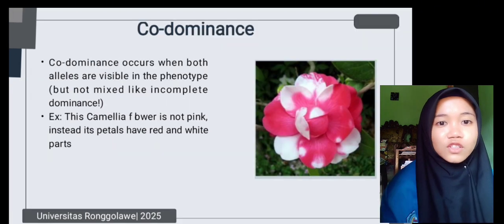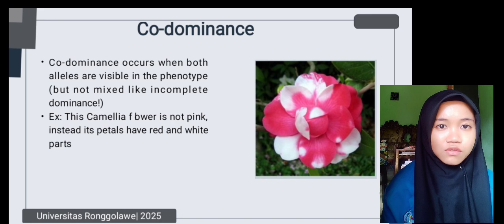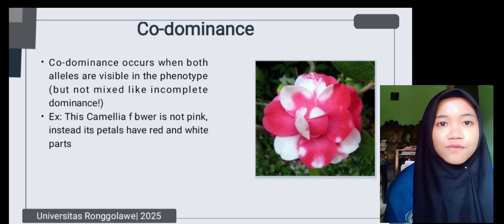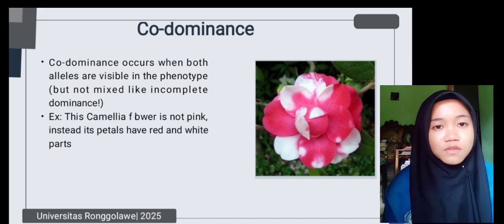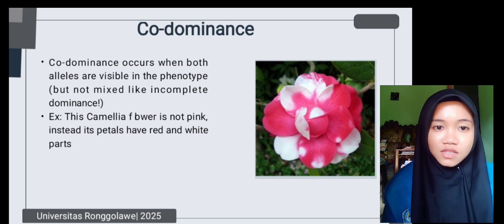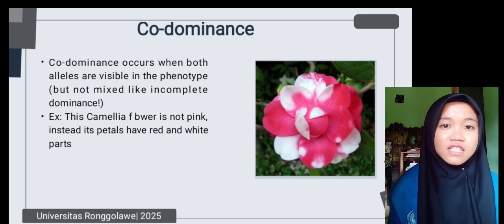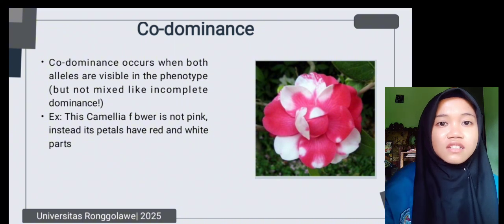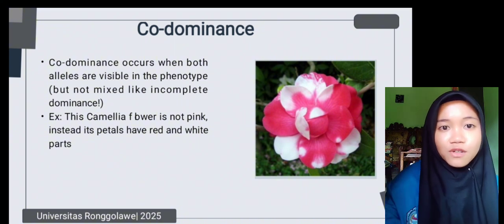Next slide. Codominance occurs when both alleles are visible in the phenotype but not mixed like in incomplete dominance. For example, this camellia flower is not pink, instead the plant has red and white parts.